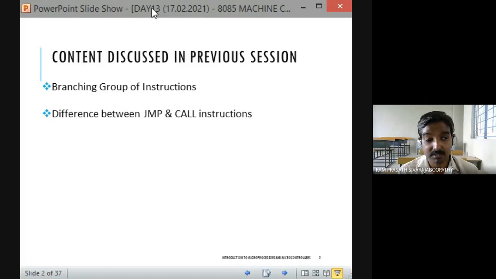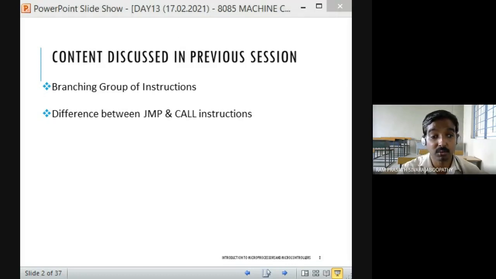Jump is used in single code. Call can be used to call a subroutine. Fine. Okay. Yes, very good, lovely. What I expected, you have typed in the chat. Is the PC content stored in the stack memory, whether in jump or call? Lovely, you have typed for jump. PC content is not stored in the stack memory.